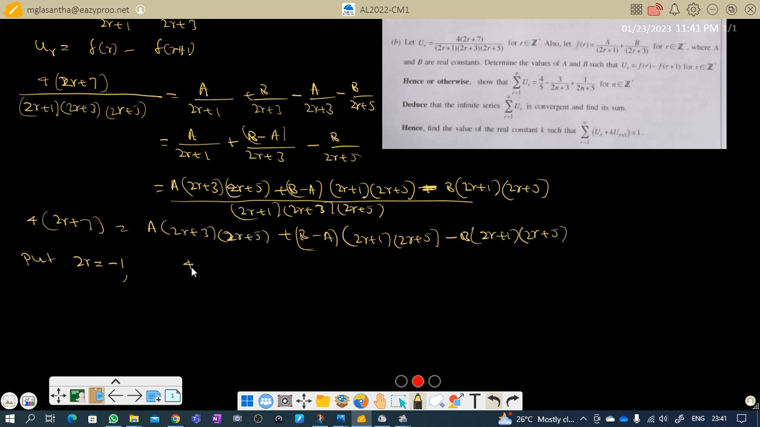Then the left hand side equals 4 into minus 1 plus 7, that is 6. The right hand side is A into minus 1 plus 3, minus 1 plus 5, right? So this equals 24 equals A into 2 into 4, right? Then A equals 3. Value of A equals 3.